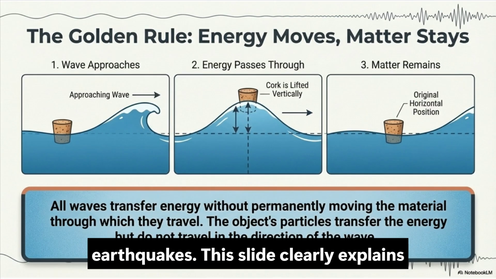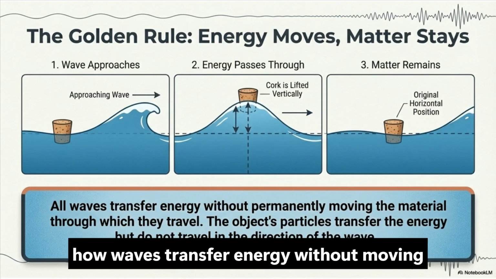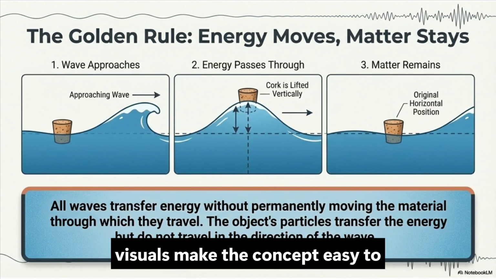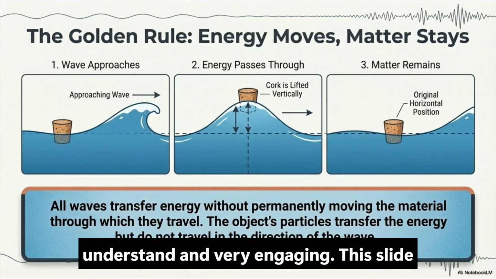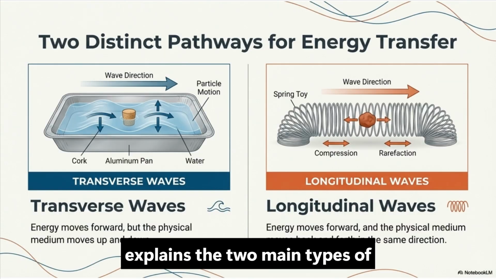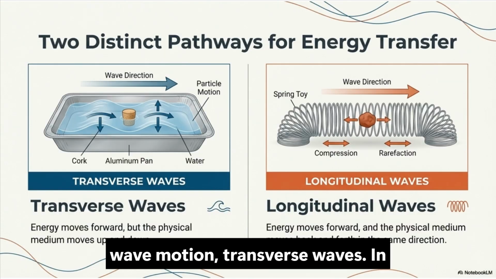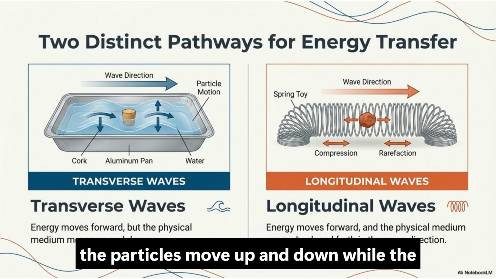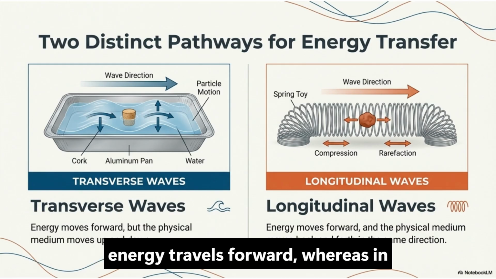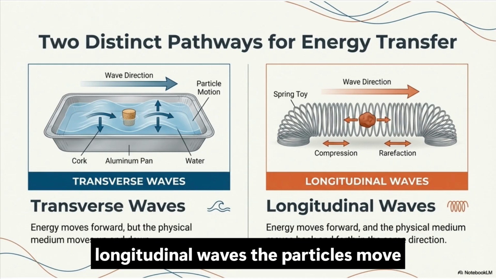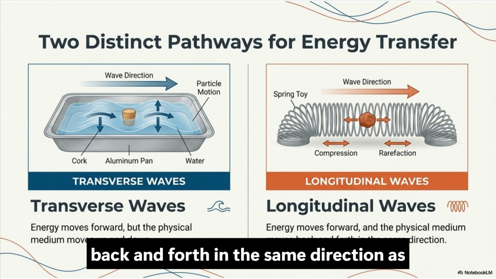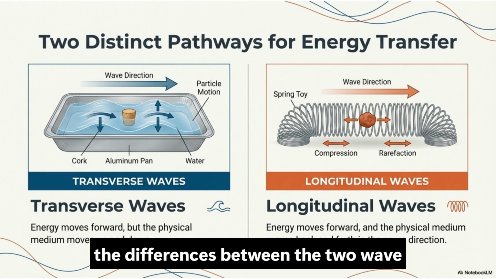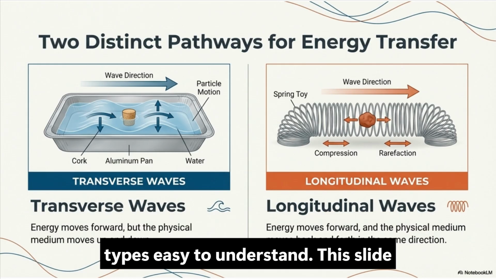This slide clearly explains how waves transfer energy without moving matter permanently. The step-by-step visuals make the concept easy to understand and very engaging. This slide explains the two main types of wave motion, transverse waves and longitudinal waves. In transverse waves, the particles move up and down while the energy travels forward, whereas in longitudinal waves, the particles move back and forth in the same direction as the wave. The diagrams and examples make the differences between the two wave types easy to understand.